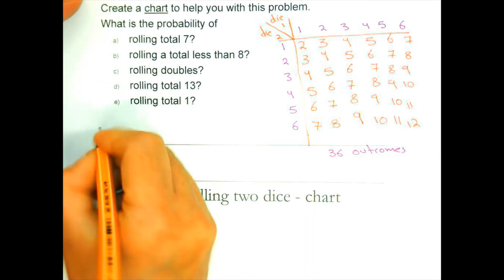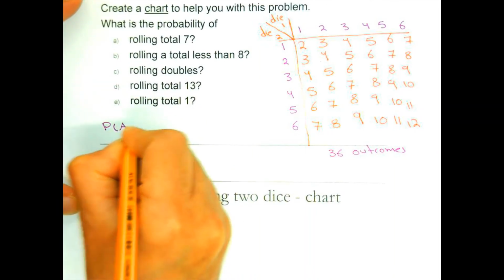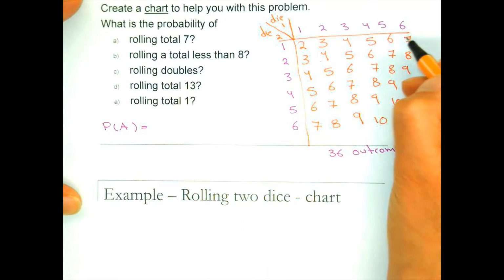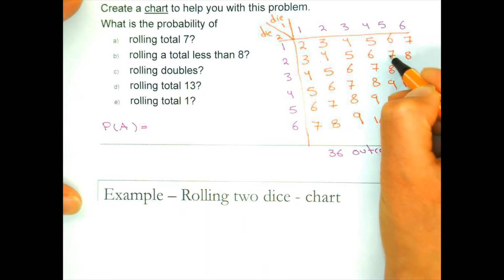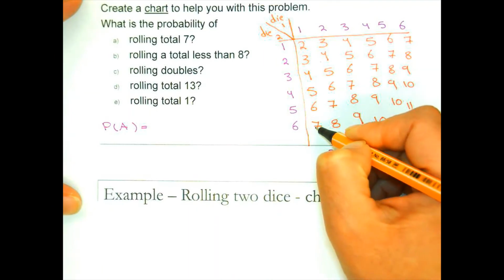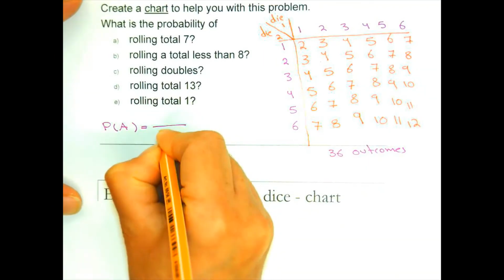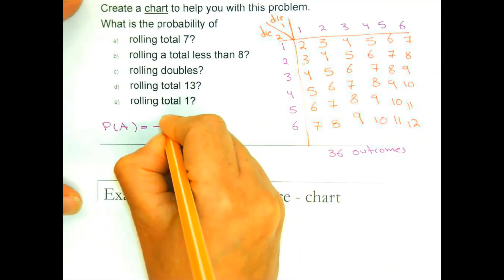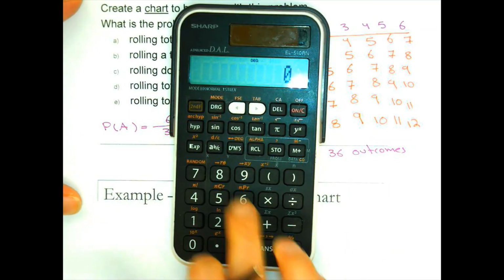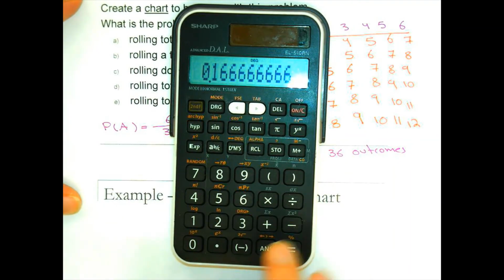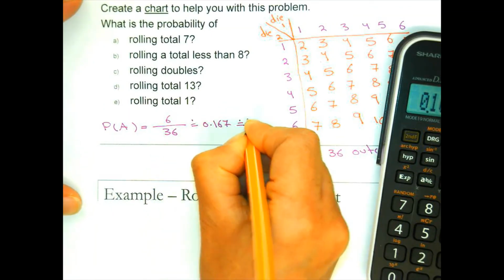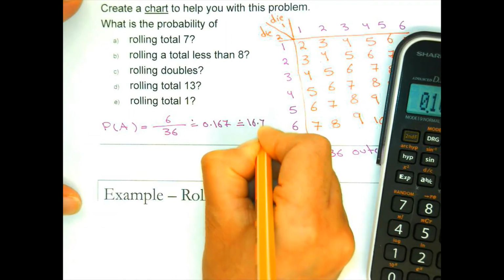Now, rolling a 7, probability of A equals. How many times can we get a 7? You have to look at these ones. 1, 2, 3, 4, 5, 6. So out of 36 possibilities, 6 times we get a 7. 6 divided by 36, 0.167 approximately, 16.7%.